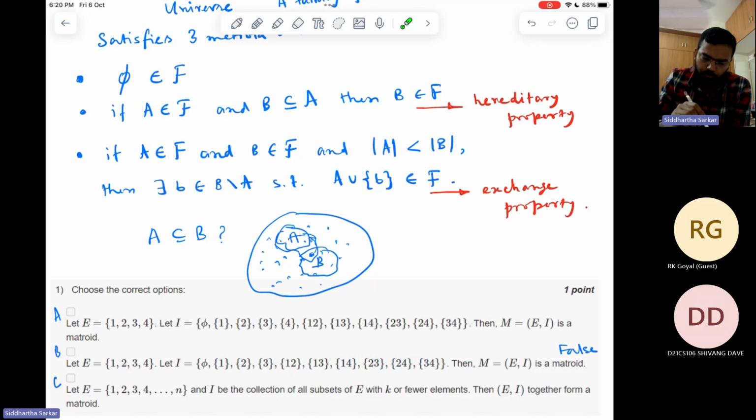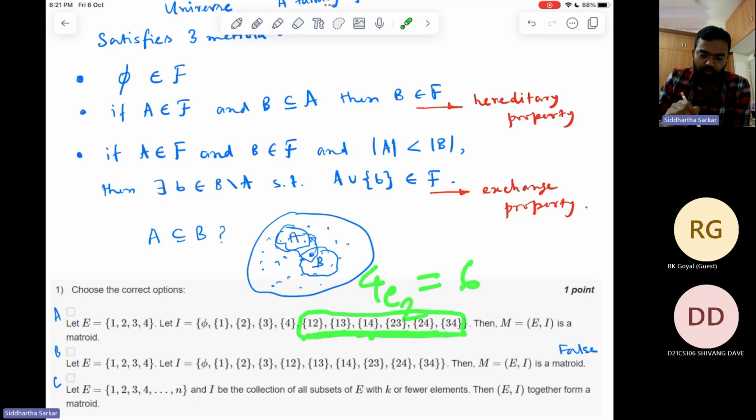But for the first family, first check the hereditary property. How many singletons are there? Four singletons. The universe size is four. So all the possible singletons are here. The number of possible pairs is six. So all the pairs are also there. So the hereditary property is definitely satisfied because from the pairs, if you take any subset, all the singletons are in the family. So now we have to check whether the exchange property is satisfied.